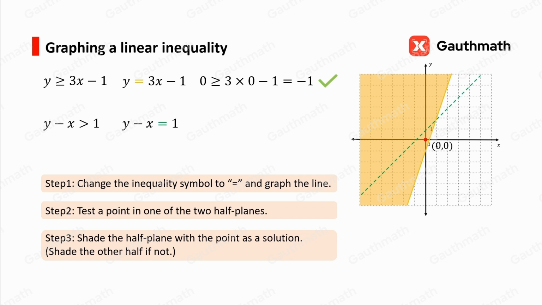Remember that. And then step 2, we're going to test a point on one of the two half planes, and we're going to test (0, 0) again. And (0, 0) in this case will not make this inequality true, so it's not a solution. Then step 3, we're going to shade the other half plane if (0, 0) is not a solution. So we're going to shade the upper half plane without (0, 0) in this case. It's the green one. And then the overlap area is the solution of this system.